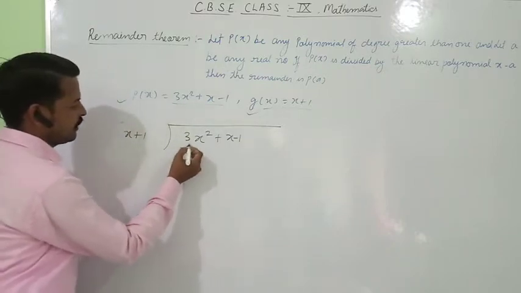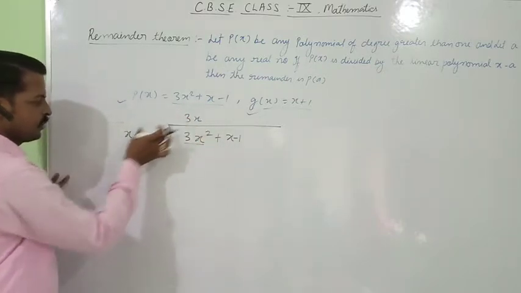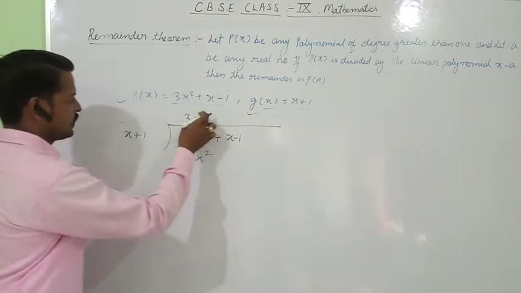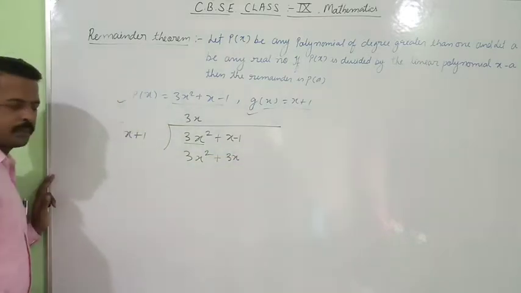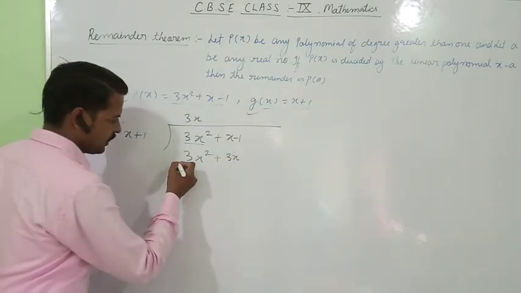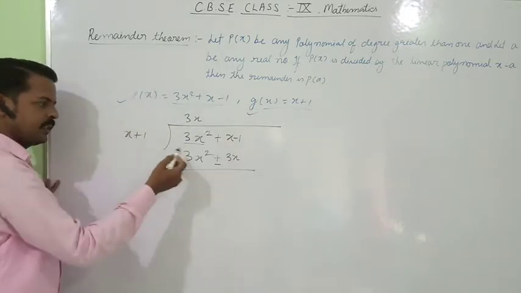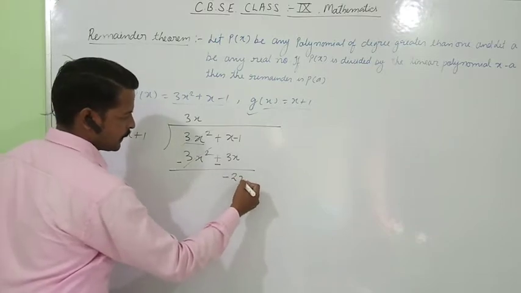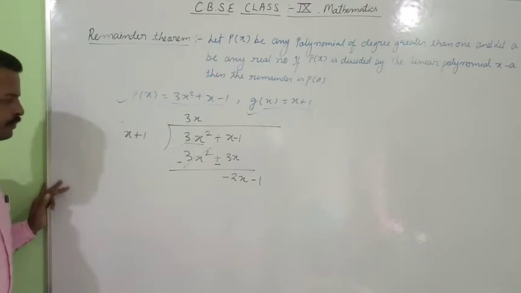You all know that how many times it will go? It will go 3x times. So multiply 3x to both the numbers. 3x into x, you will get 3x square, and 3x into 1, you will get 3x. Then we do the subtraction. As we all know that after subtraction sign changes. 3x square get cancelled. x minus 3x, you will get minus 2x. And minus 1 will take down.